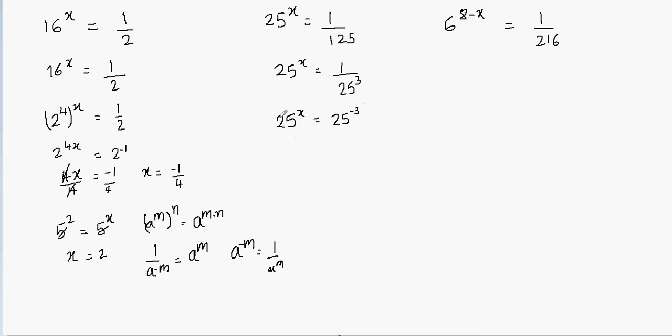Now, again, I have the same bases. I have like bases, so they just go away, or I can cancel them out. And I can bring down the exponents here. So this will be x is equal to -3. Well, this is the final answer.